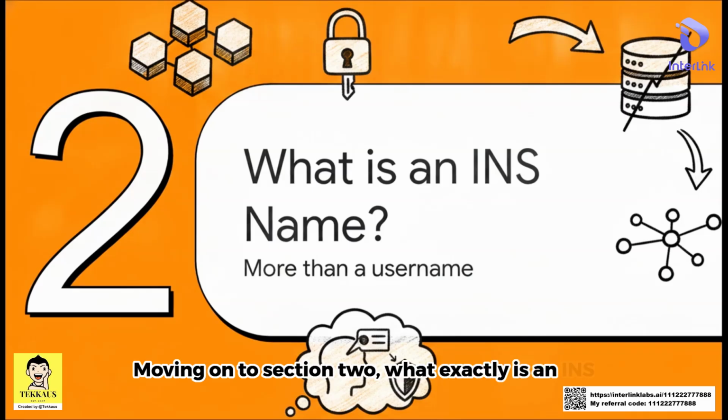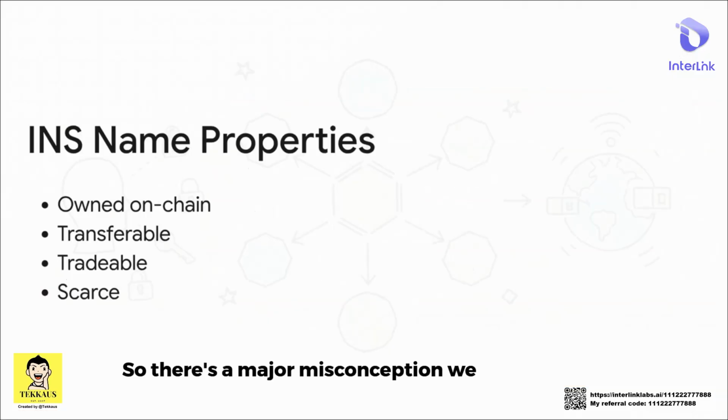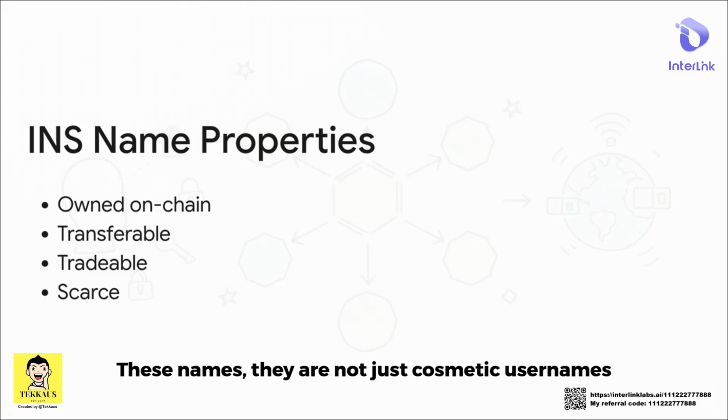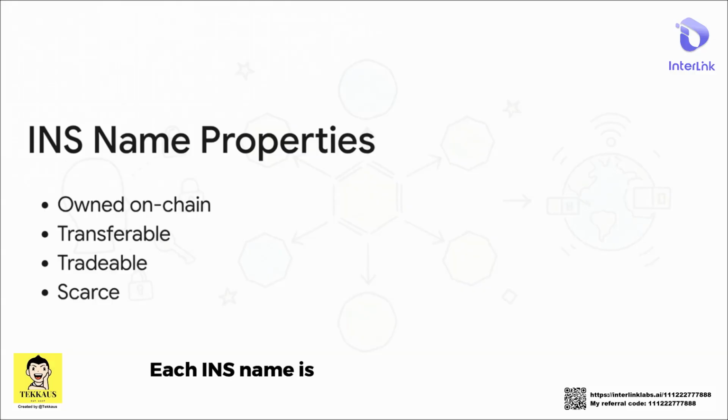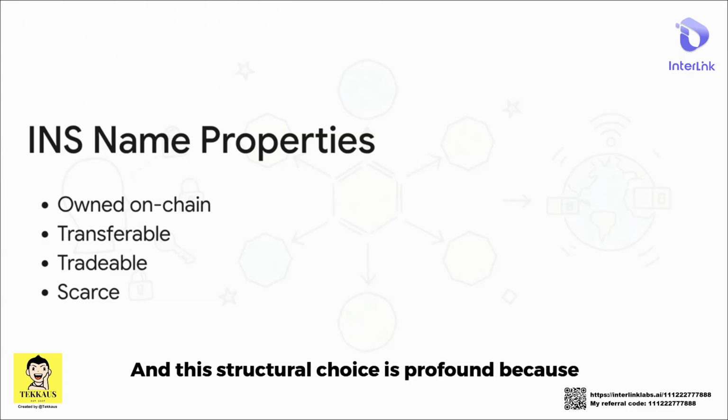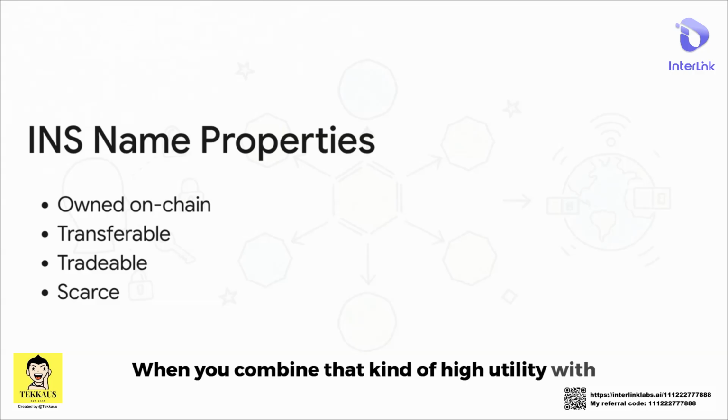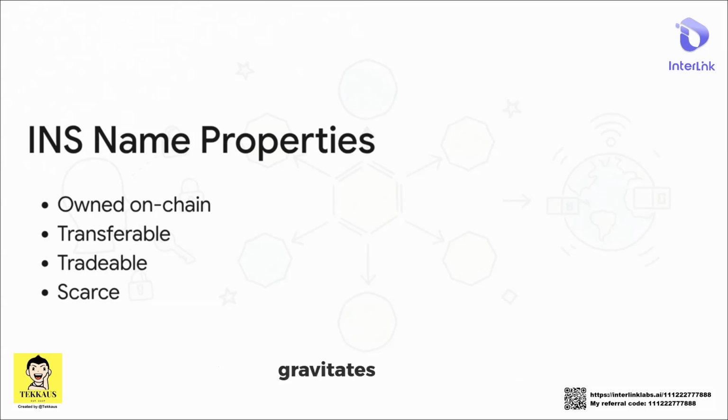What exactly is an INS name? So there's a major misconception we need to clear up right off the bat. These names are not just cosmetic usernames that some central platform can arbitrarily take away from you. Each INS name is actually a real, scarce asset. Specifically, it's an IRC-721 NFT. And this structural choice is profound because it means your name is fully owned on-chain. It is completely transferable, tradable on open markets, and independently verifiable. When you combine that kind of high utility with verifiable digital scarcity, well, you create an asset class that the market naturally just gravitates toward.